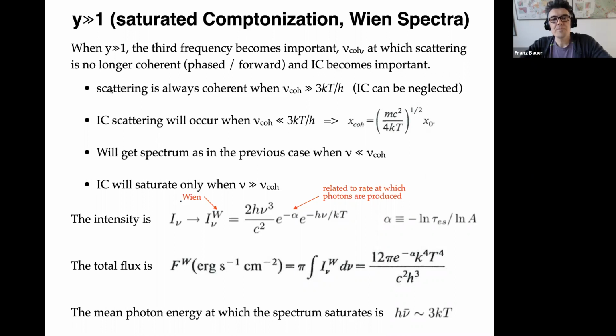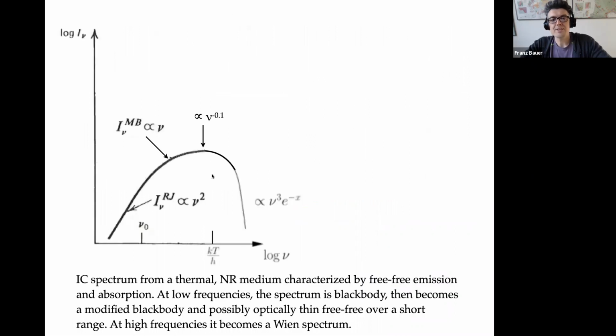And so basically, scattering is always coherent when this thing is greater than 3 kT. Right, because coming back to here, the spectrum will have an exponential fall off around 3 kT. And so if the coherent frequency is up here, then it doesn't matter. Right? It's only when the coherent frequency moves below this that we start having inverse Compton being important.